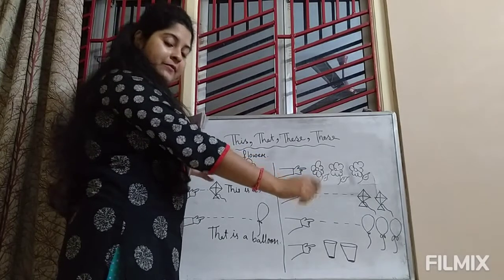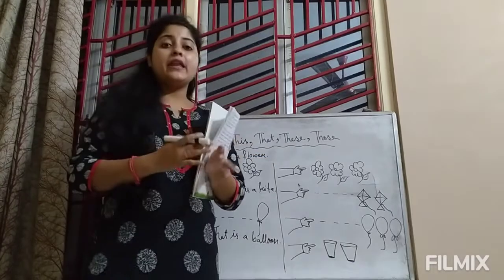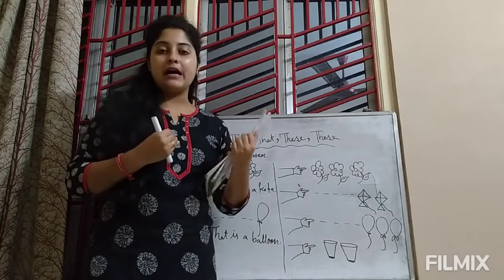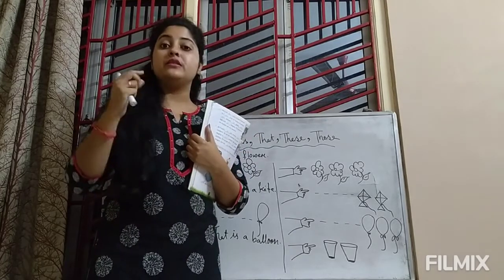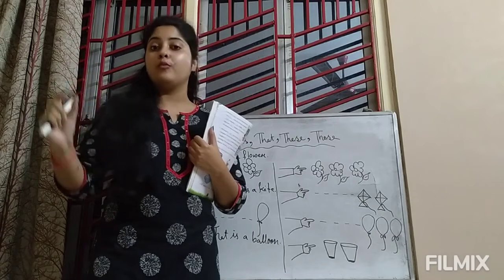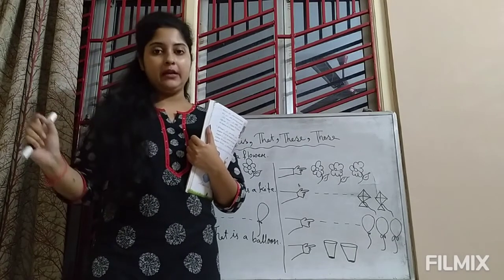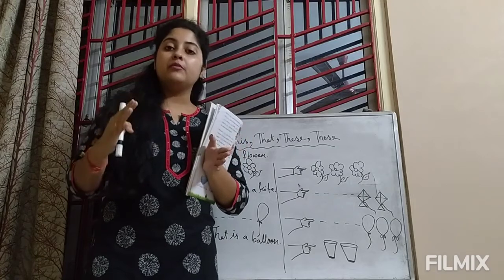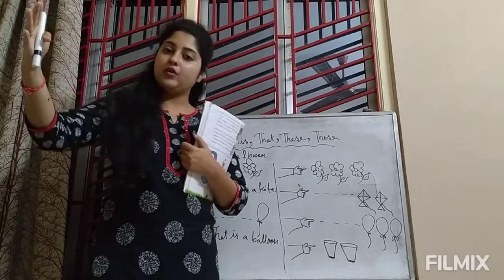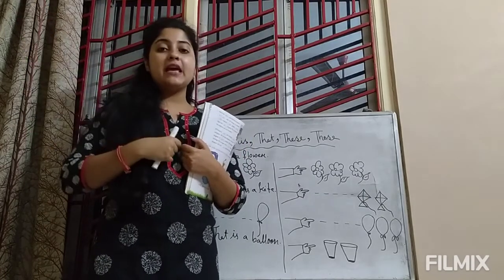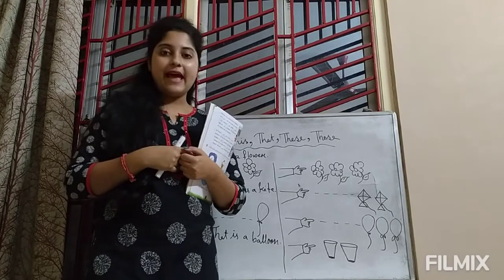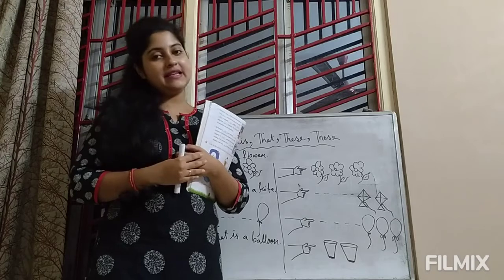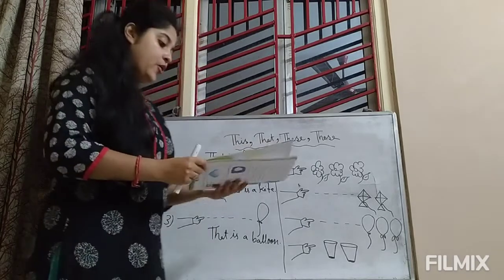Understand? Fine? Okay. So, when any object, person or animal will be near to us, that time we will use this to describe that object, person or animal. And when the object, person or animal will be far from us, that time we will use that to describe that object, person or animal. Understand, students? Very good.